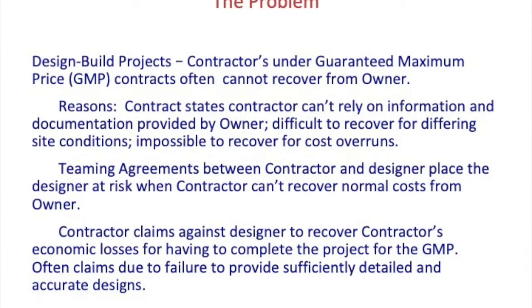So the guaranteed maximum price contract, the owner requires the contractor to give up their rights to normal cost overruns, for example. You'll often see clauses that make it difficult to make a differing site condition claim. The contractor has to give up its ability to rely on documents and information provided by the project owner. And when the contractor cannot recover from the owner for those costs, it will simply go and sue the design firm that was its subconsultant, intending to get insurance coverage for those economic losses by the contractor.